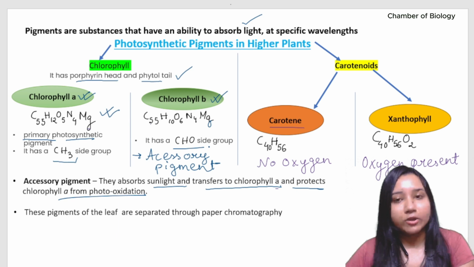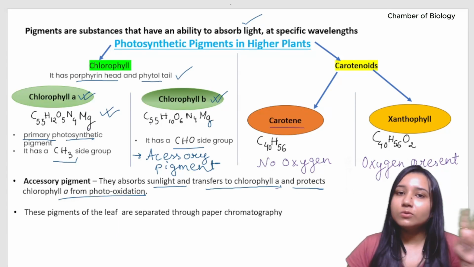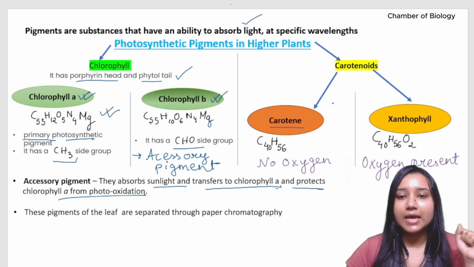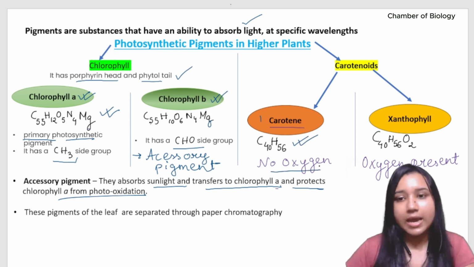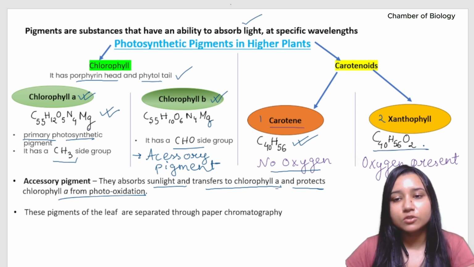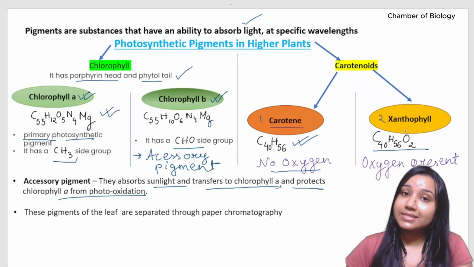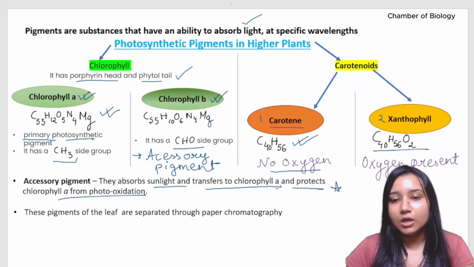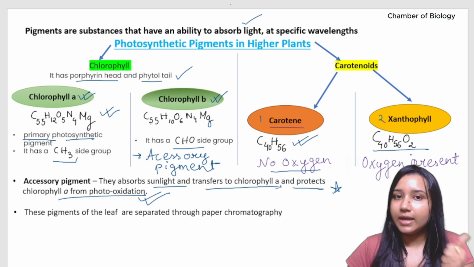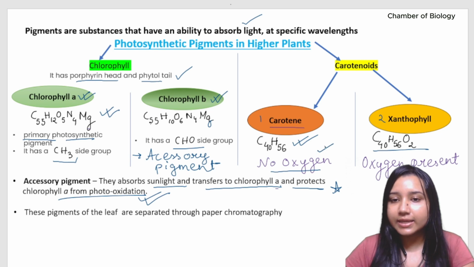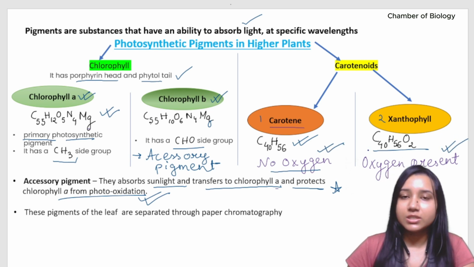Now the carotenoids. Carotenoids are of two types. Carotene is orange-ish, a reddish orange color, with the formula C40H56. It does not have any oxygen. Xanthophyll is yellowish in color, with the formula C40H56O2. Both of these are accessory pigments only, and they also protect the chlorophyll from photooxidation. So chlorophyll is there, and there are also carotenoids; one carotenoid, carotene, has no oxygen, but xanthophyll has oxygen present.